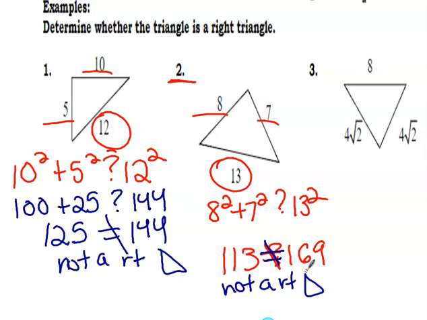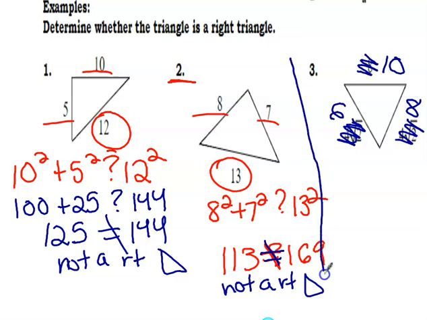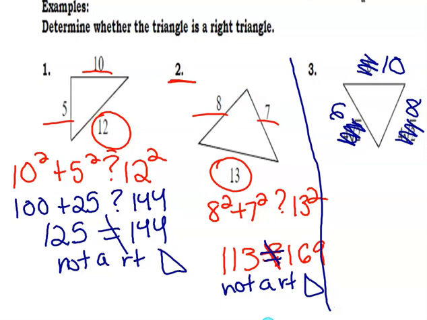All right, the last one. I'm going to switch this up. I want the longest side to be 10, and I want one side to be 6 and one side to be 8. Just for right now, I don't want to deal with radicals. We'll deal with those later on. So I want you to try this problem.